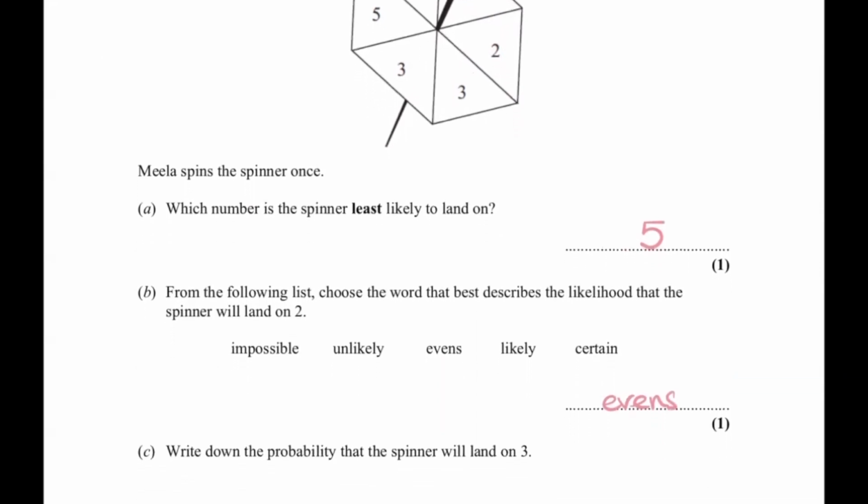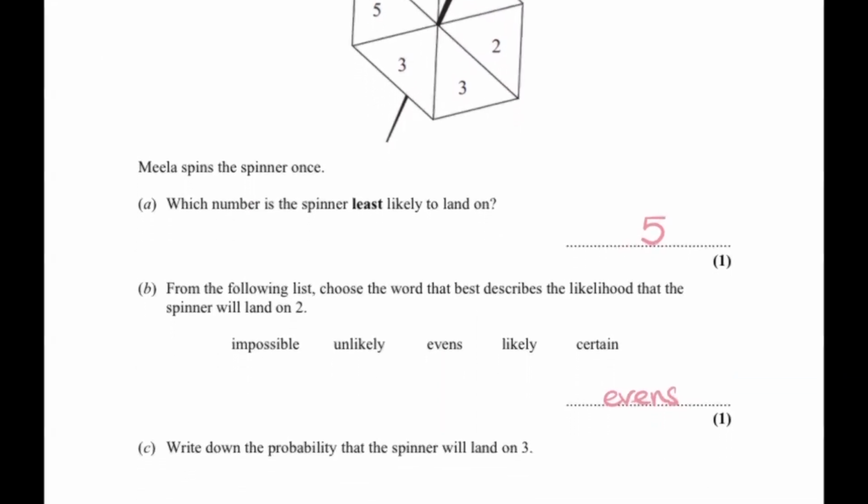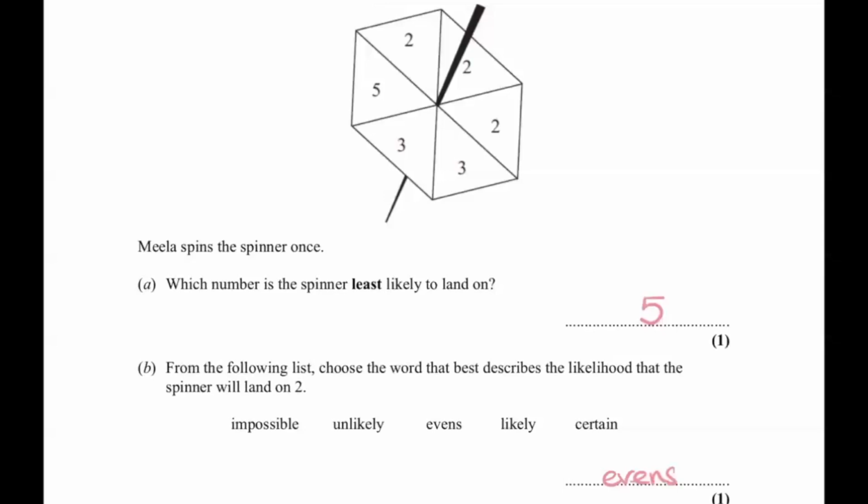We've got to write down the probability that the spinner will land on 3. Looking at the spinner, 2 of the sections are labelled 3. So the chances or the probability of landing on a 3 is 2 out of the total that are there, which is 6. And 2 out of 6 is the right answer. If you were to cancel it to a third, that is obviously equally okay.